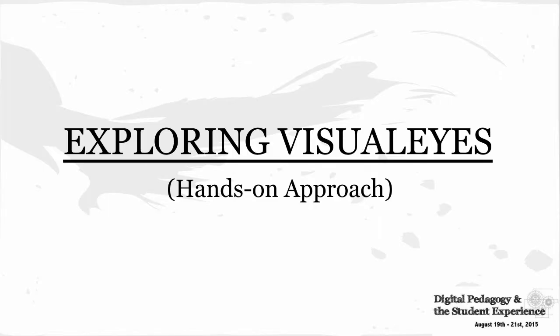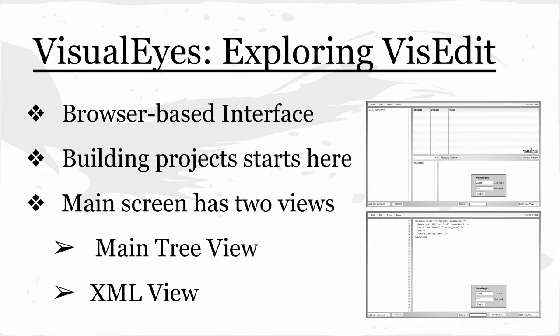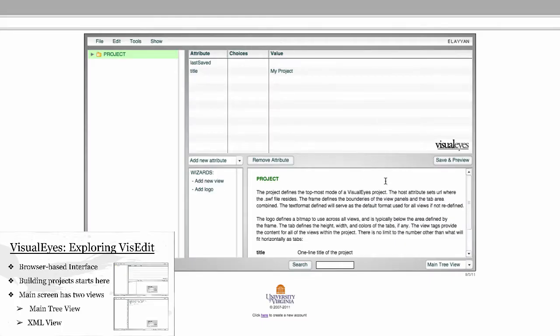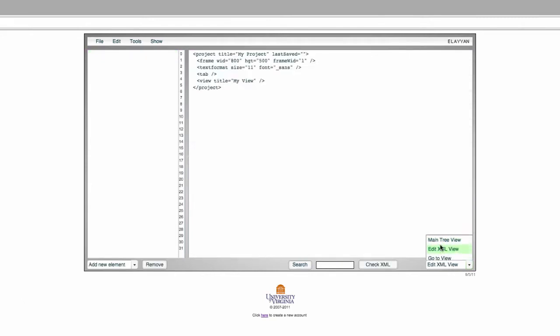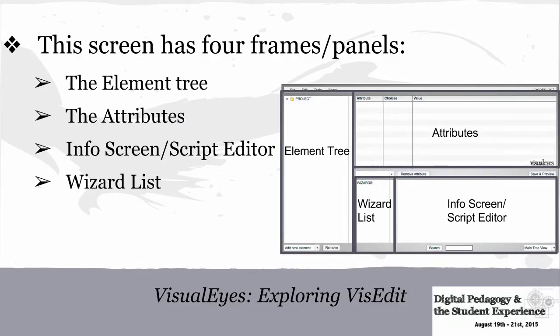Let's explore VisEdit for a while. VisEdit is a browser-based interface. It is here that you begin building your VisualEyes projects. It relies on XML coding, but it saves you the trouble of having to code yourself, for the most part. VisEdit main screen is called the main tree view. If you click on the drop-down menu in the bottom right, you can change the view to XML code. This screen is divided into 4 frames or panels.